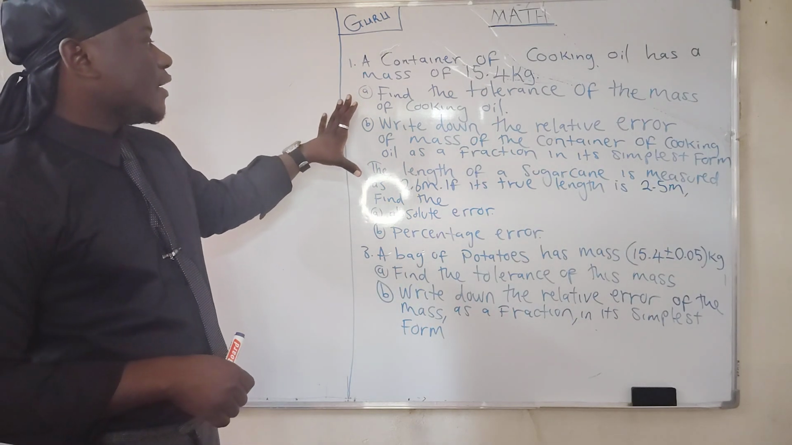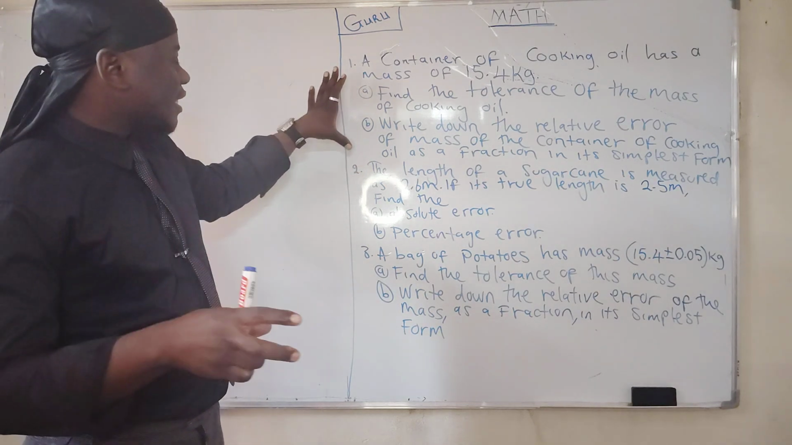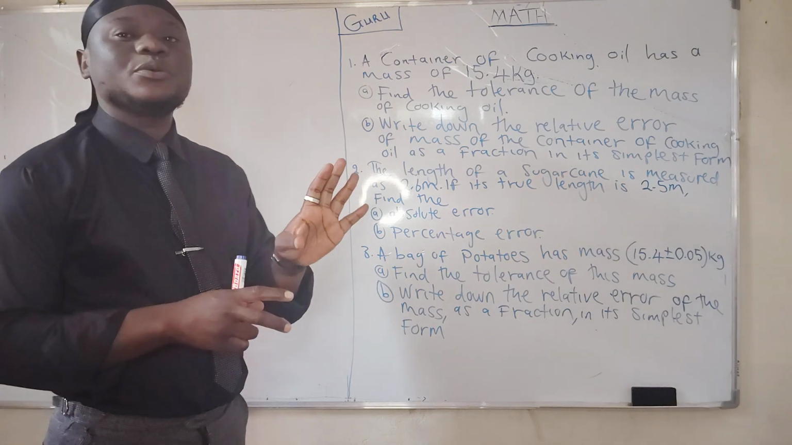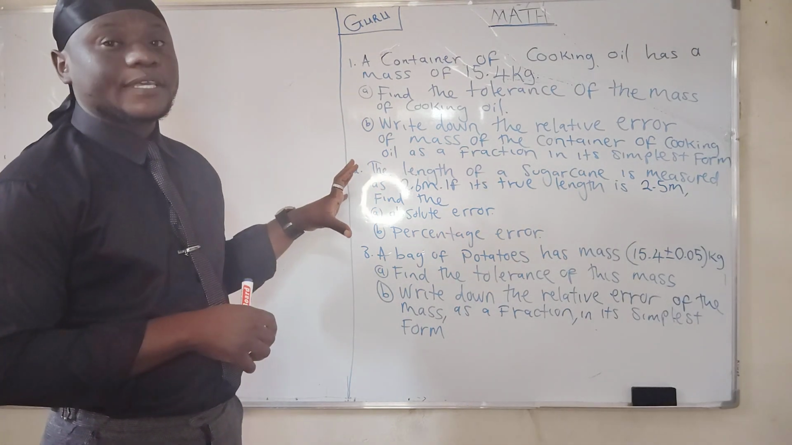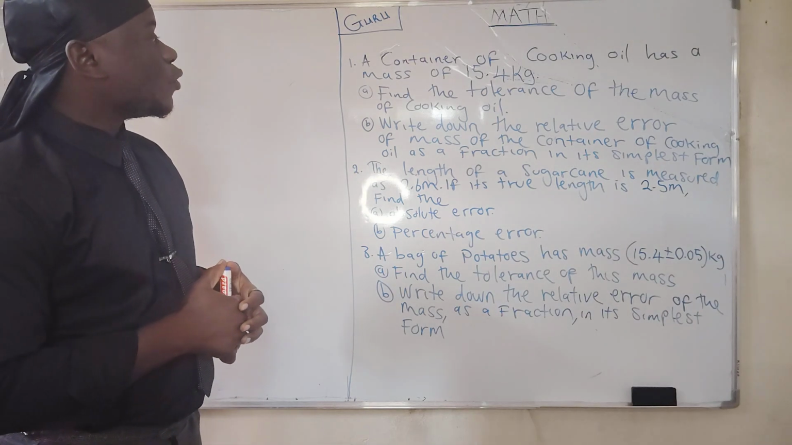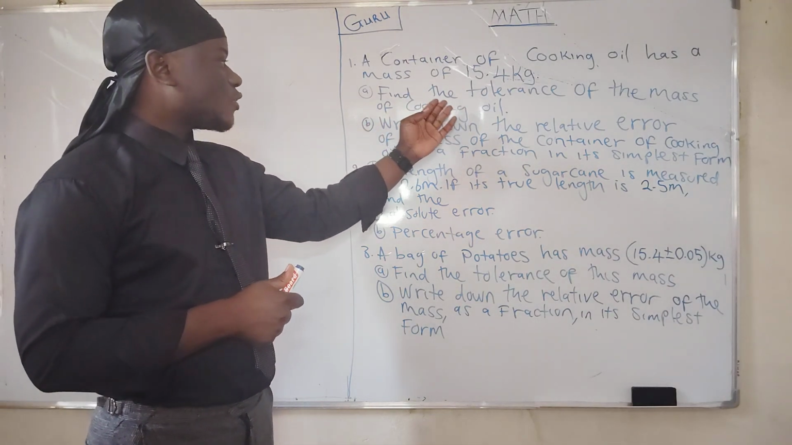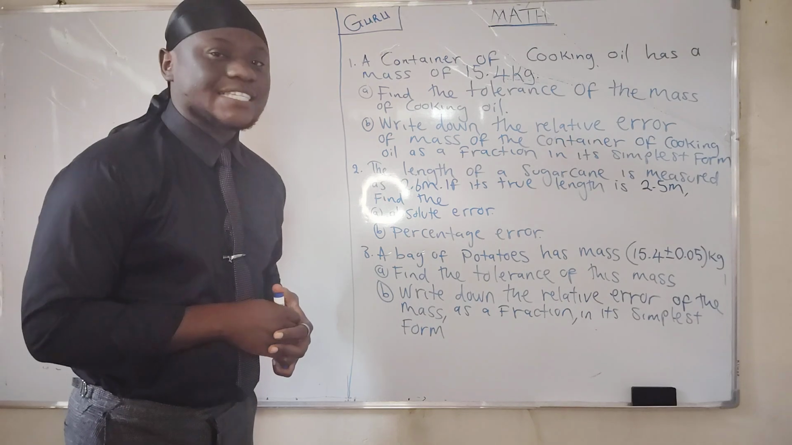What you are seeing here, when you just understand the 3 questions here, meaning you are okay, you can easily score 4 marks in paper 1 just on this topic. We'll answer the first one here. The first one is saying, find the tolerance.